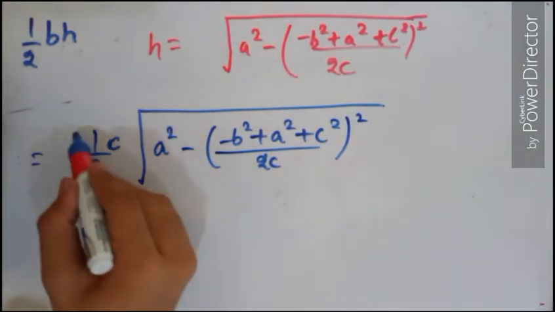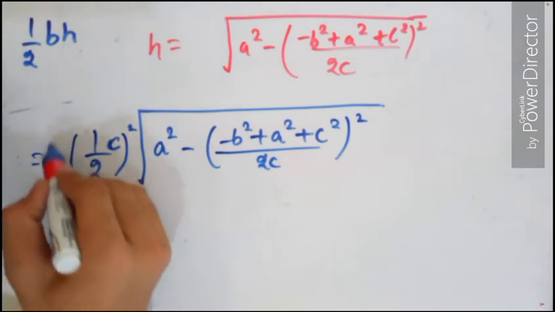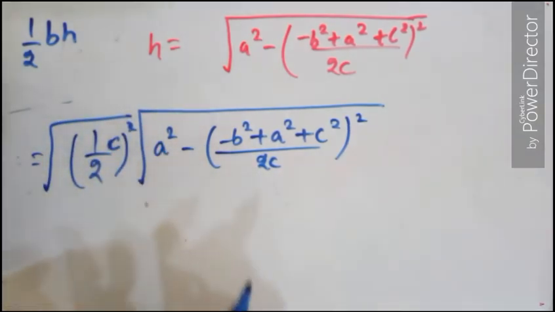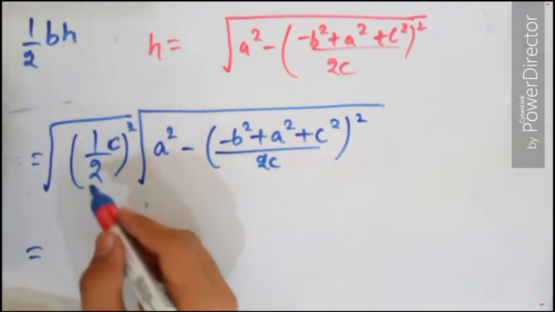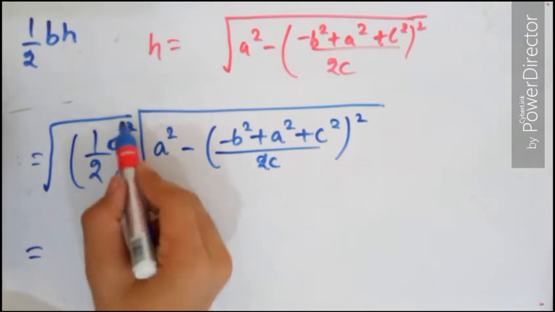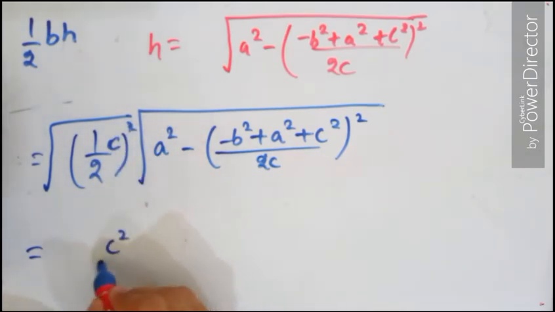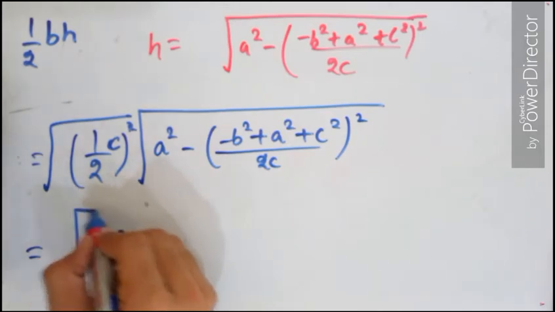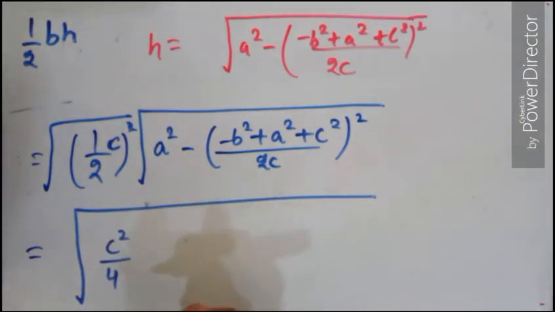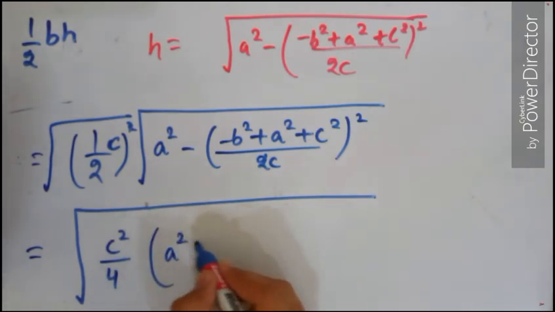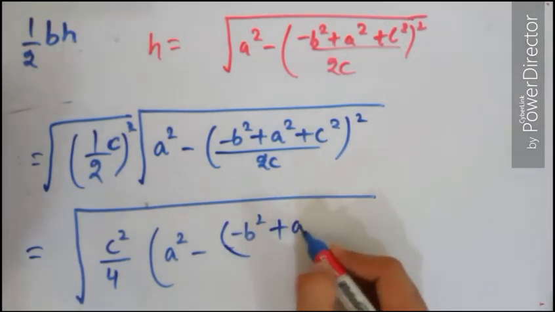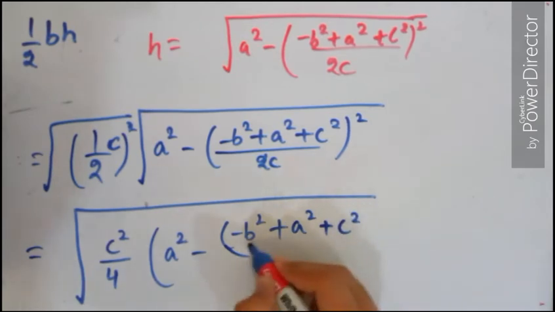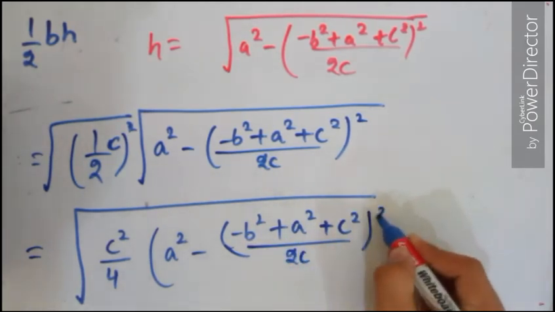Now if I square it and put an under root, then there's no effect on the calculation, so that we could put it in under a single root. So we can write this and this. After squaring it, we get c squared upon 4 and whole under root right here, since it is in multiplication, so we can write it like this, into a squared minus b squared plus a squared plus c squared upon 2c and this whole squared.